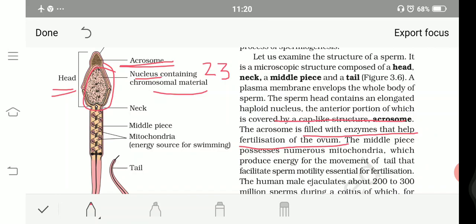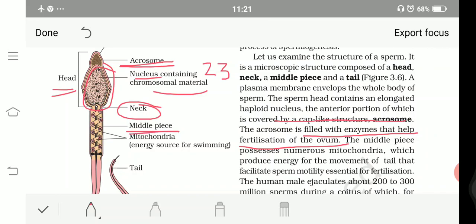Now, the second most important part is the neck region. What is the neck region? The neck region is the basic connective point of the head and the middle piece. This neck region is basically an outgrowth of the head region which helps in connecting the tail portion of the sperm.